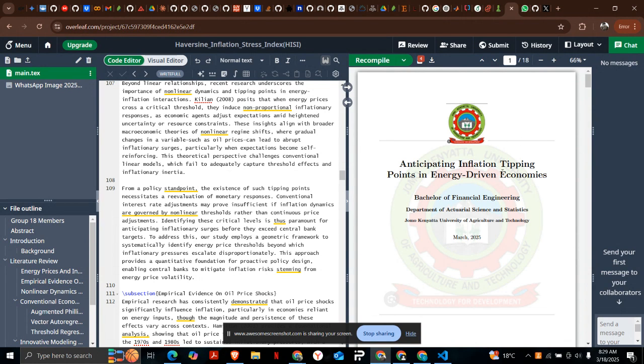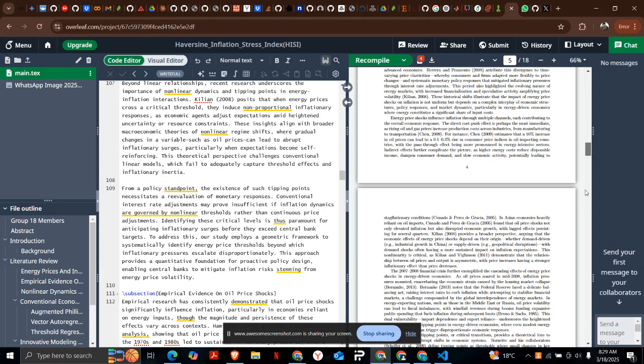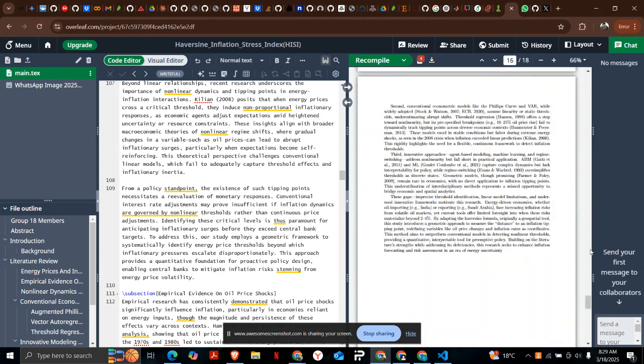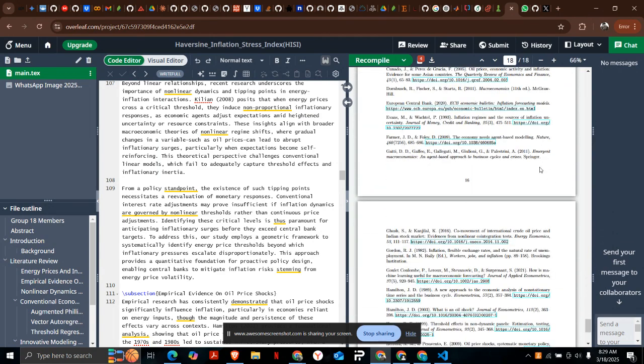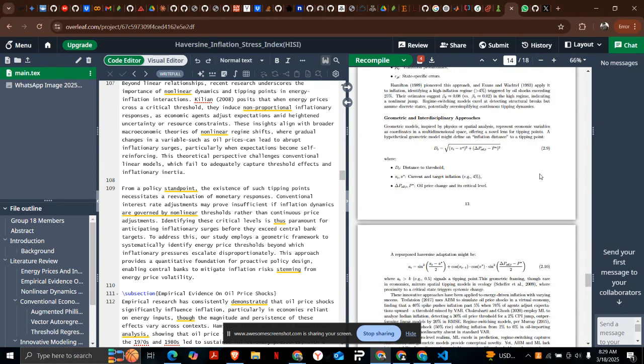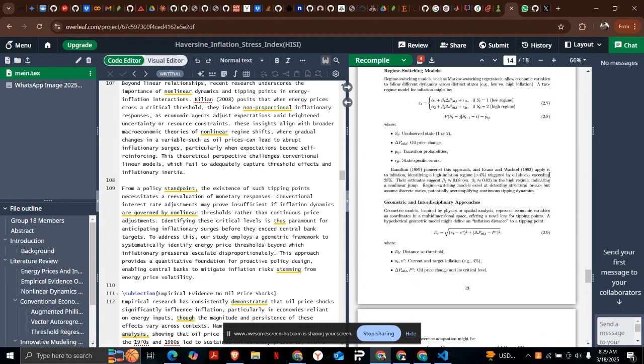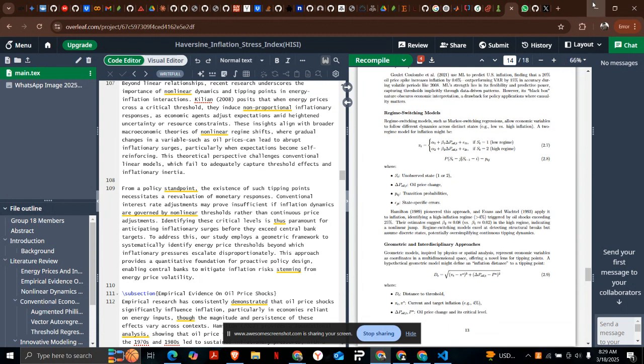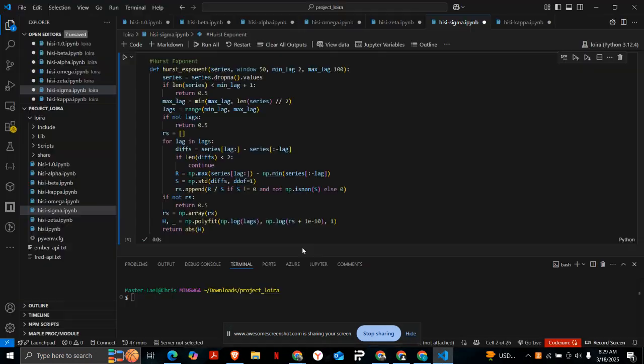It is on anticipating inflation tipping points in energy-driven economies, and for my data set, I'm mostly using Germany because Germany normally tends to be impacted and generally follows this assumption, right? So let me show you the code base and how it's functioning.